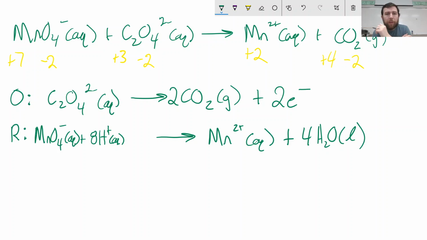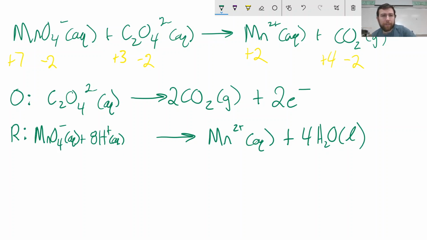And so when we look at that now, we've got 1 manganese, 4 oxygens, and 8 hydrogens. So now from a mass perspective, we've got the same number of atoms on both sides of our equation. Now the next piece is, all right, so manganese was reduced. How many electrons do we need to introduce in order to balance that out?